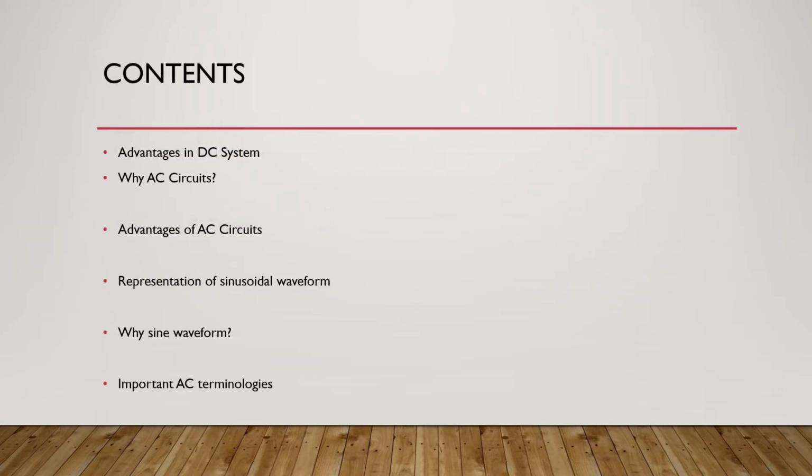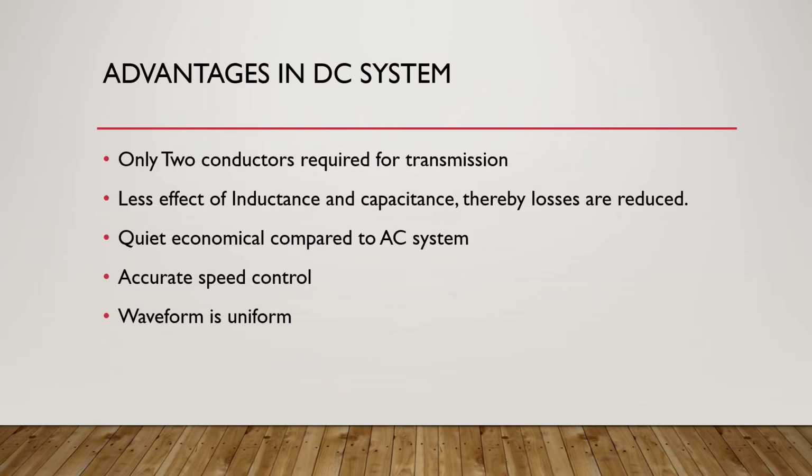So, we will discuss why we use an AC circuit and what the advantages are. First, let us see the advantages of a DC system. Then we'll have a look at the AC system advantages. Then how to represent a sinusoidal waveform, and why a sinusoidal waveform? Why do we use only a sinusoidal? Why not other waveforms? These are what we are going to see in this session.